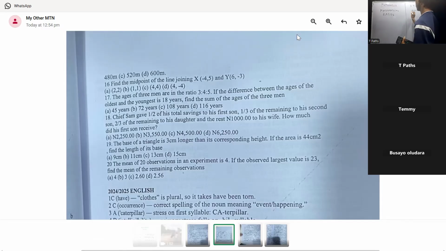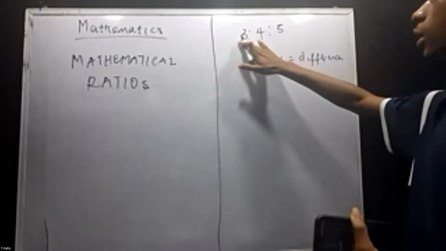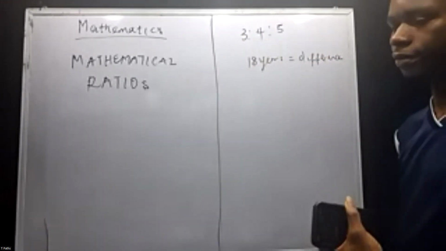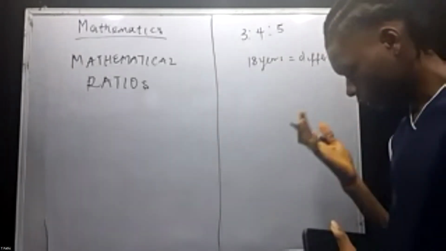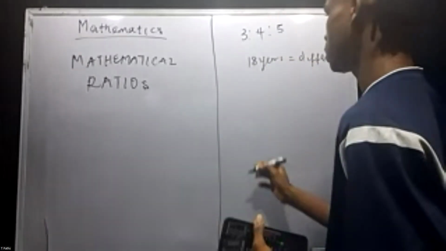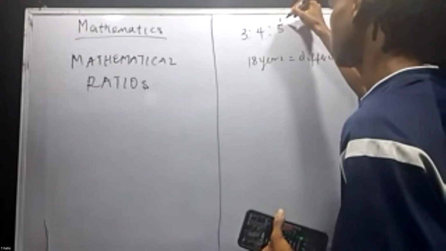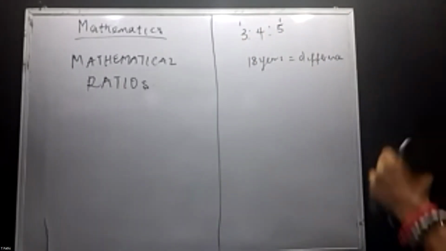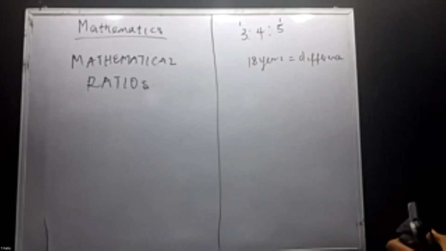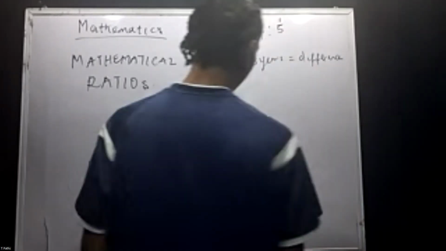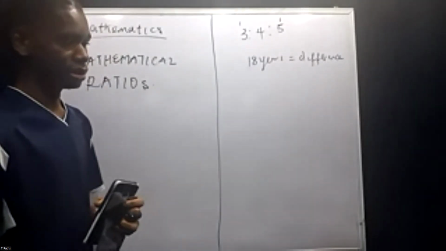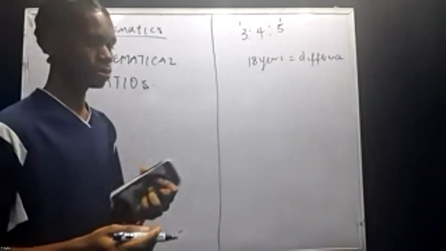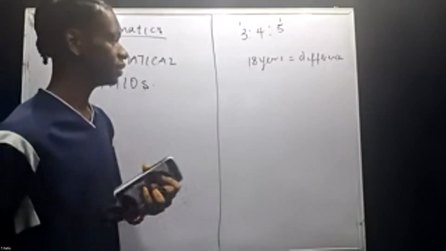Okay, so I'm to find the sum of the ages of three men. This is the ratio between the ages of the three men, 3:4:5, and the difference between the oldest and the youngest is 18 years. This is the oldest, this is the youngest, so the difference between these ages is 18 years. The question asks us to find the sum of the ages of the three men.